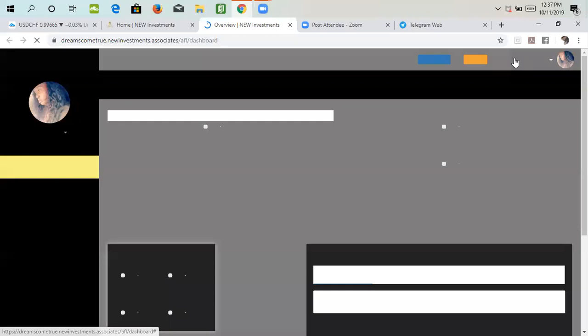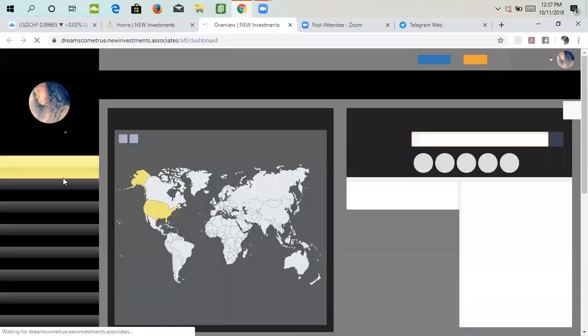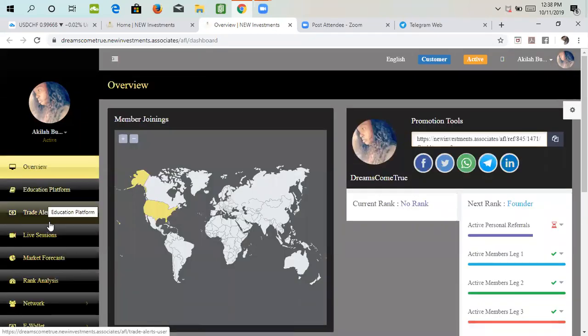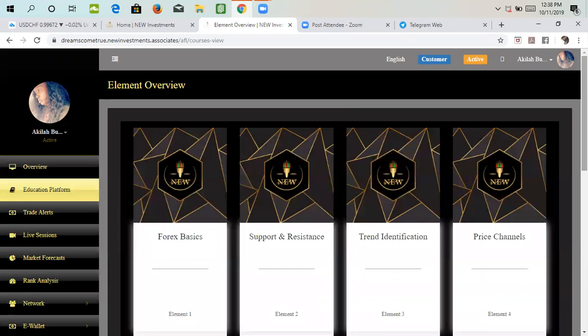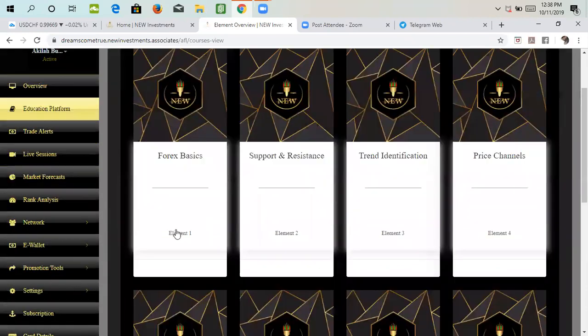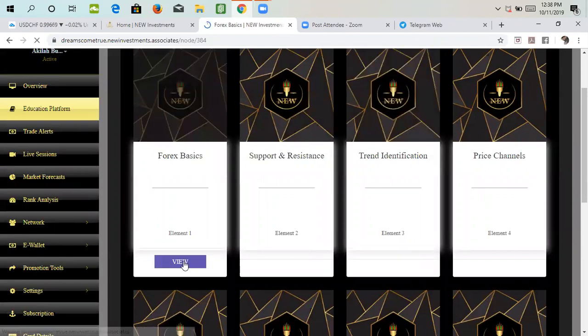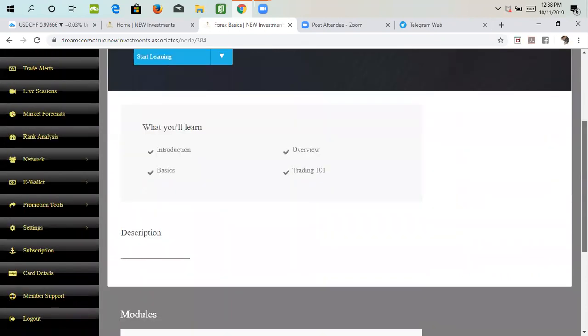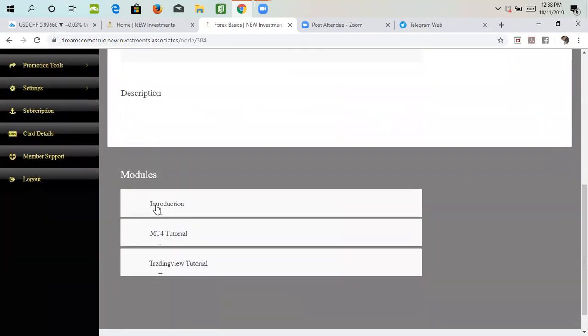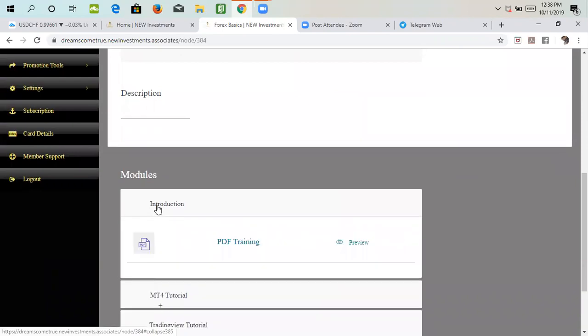Once you get membership, you'll be able to log in to the members back office. In the members back office, I'll run through the first 4 tabs with you because these are the most important tabs. We have our education platform. In each element, say element 1, element 2, element 3, there are more videos under each element. For the basics, it starts off with a PDF, and you read through it and read all about what Forex is and who trades the market.